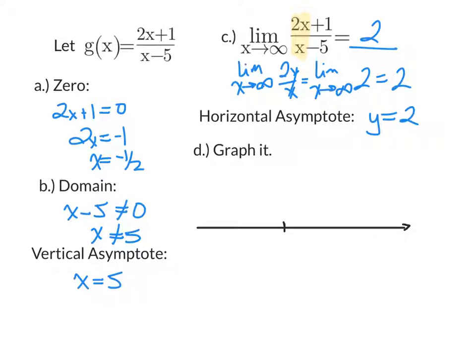First of all, we have our 0 is at negative 1/2. So that's going to be our x-intercept. And then we have a vertical asymptote at x equals 5. Take my ruler over here to x equals 5 and draw our vertical asymptote. And we also have a horizontal asymptote at y equals 2. So that'd be up above the x-axis.